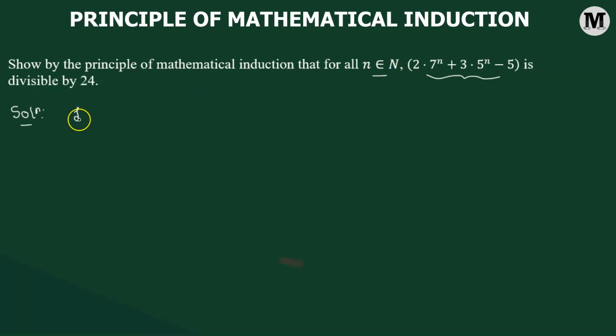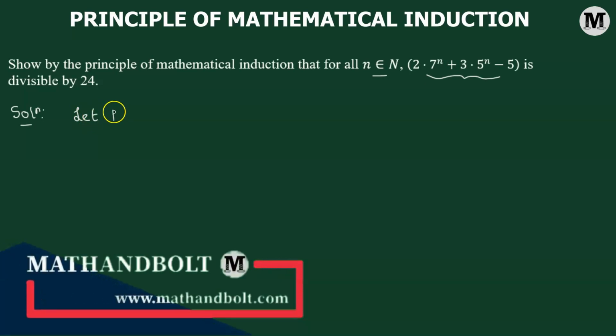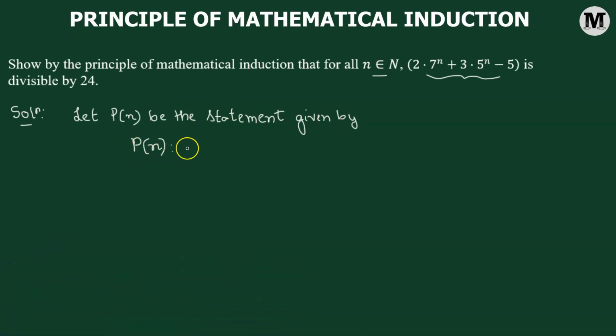So now what we'll do, we will first consider a statement P(n). So let P(n) be the statement such that we have the expression 2 multiplied by 7 raised to the power of n added to 3 times 5 raised to the power of n minus 5 is divisible by 24. Okay, so this is going to be a statement. We have converted it into a mathematical statement and we're going to label this as number 1.